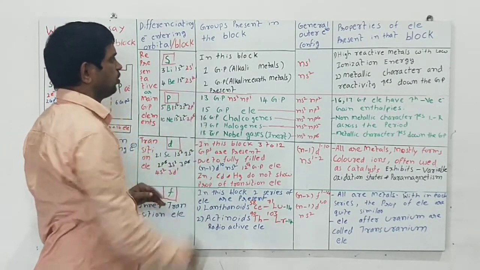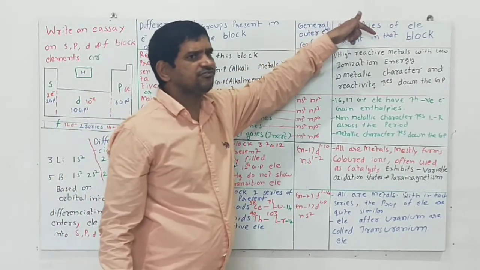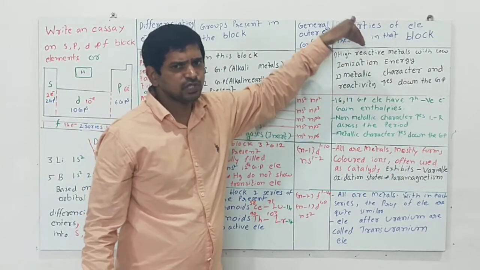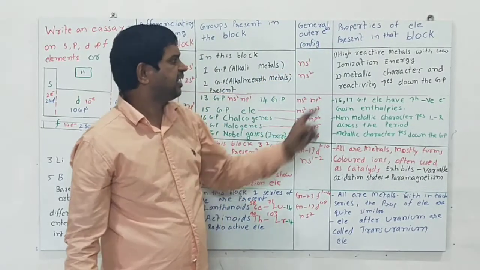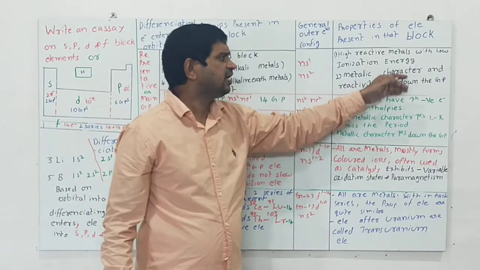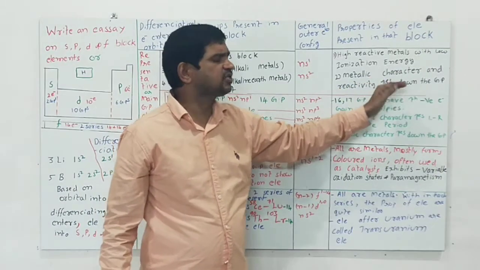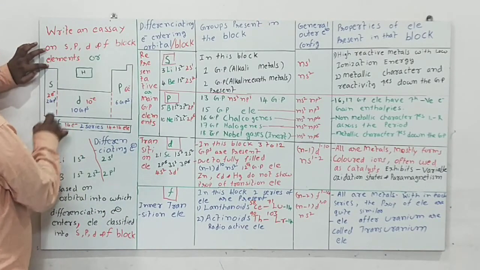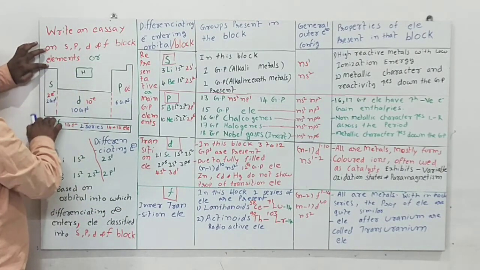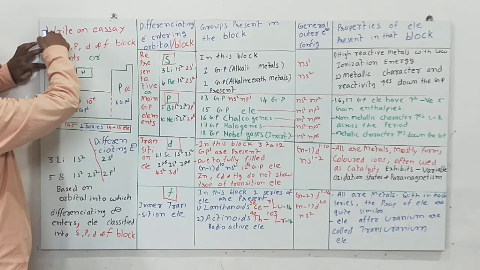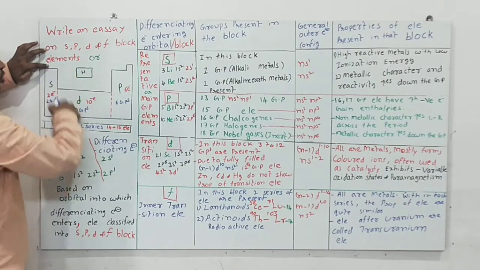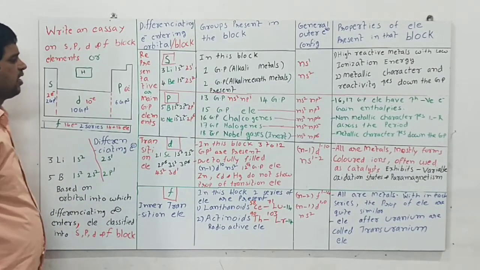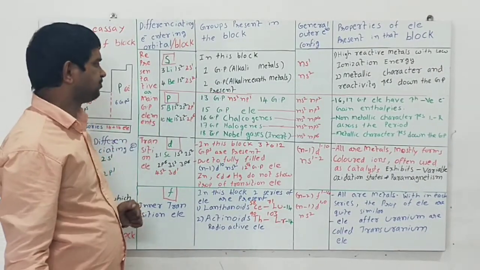See here, 2s2. Now, properties of elements present in this group: highly reactive metals with low ionization energy. Next, metallic character and reactivity increase down the group. See here, this is the top of the group, this is down the group. So when we come from top to bottom, down the group, metallic character and reactivity increase in S block.